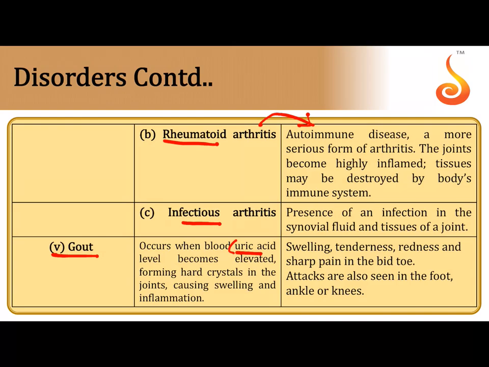Gout is where there is accumulation of uric acid crystals in the joint. Sometimes, due to the diet of the person or due to impaired uric acid metabolism, uric acid starts getting crystallized in the joints, and therefore it usually makes the joints immobile or causes severe pain associated with movement of the joints, which is referred to as gout.